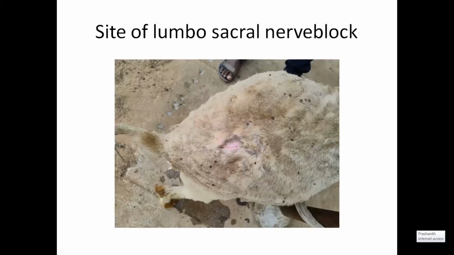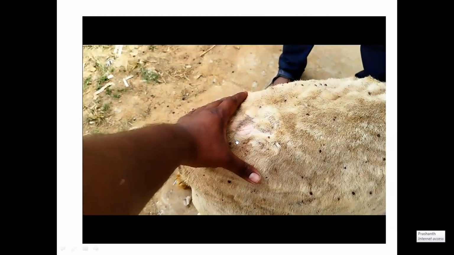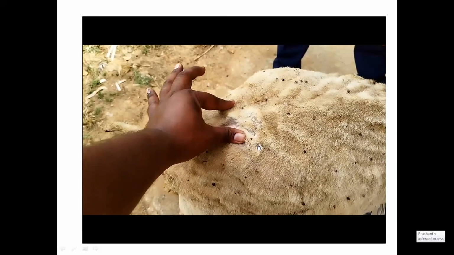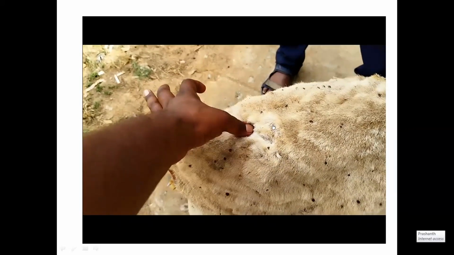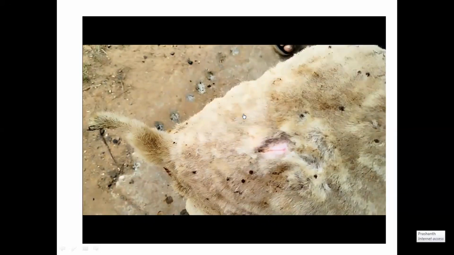So, the site for the lumbosacral nerve block, that is epidural anesthesia. This is the point of doing lumbosacral anesthesia. Here, we will get a depression. Here, there are the two bones of the os coxae, and exactly at the center there is a huge space. I will show this through the video. First, we should remove all the hair at that region.